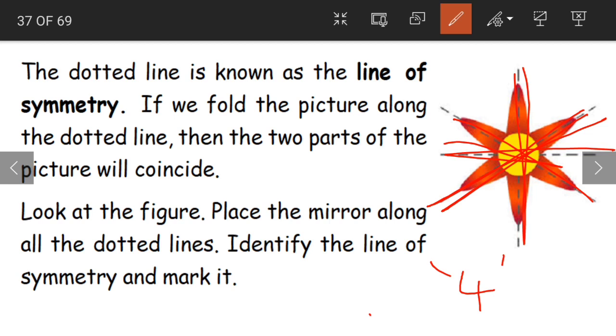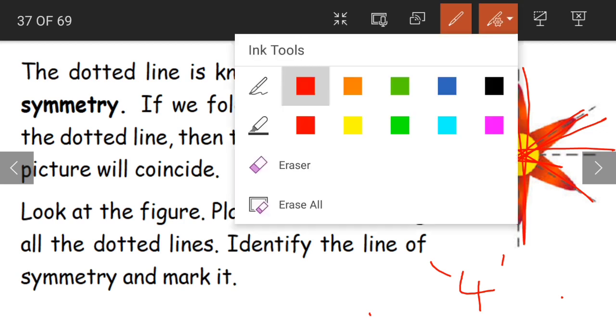So from this, what can we understand? We understand that a particular figure need not have only one line of symmetry. It can have more than one line of symmetry.